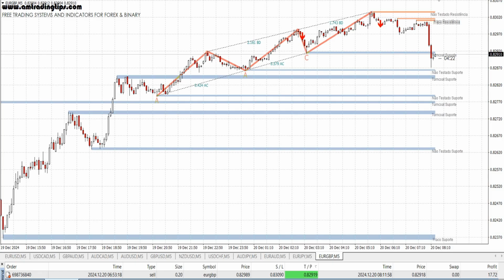Great news, traders. We've won this trade. The setup worked perfectly, and we're in the profit zone. This is the power of following a well-tested strategy and sticking to the trading plan. Remember, every win is a step closer to mastering your trading skills.